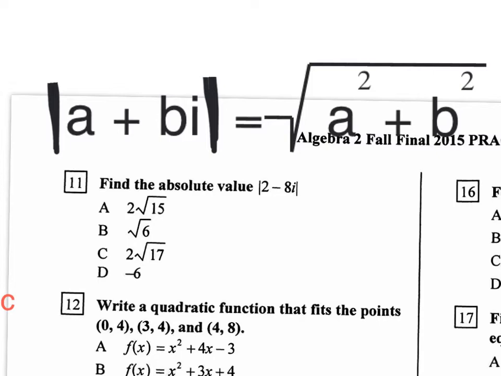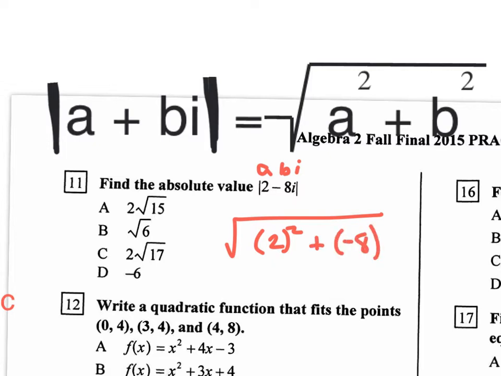So let's do this right now. We already know that the a value is 2 and the b value happens to be negative 8. Of course, the b value has the i on it, but we're not going to include the i inside the formula. It's just the number in front of the i, which is the b, which is negative 8 in this case. So what is it? It's going to be the square root of a squared. You're going to put 2 squared plus b squared, and b is negative 8 squared. So what do we really have? We have 4 plus 64, and that is inside the square root.